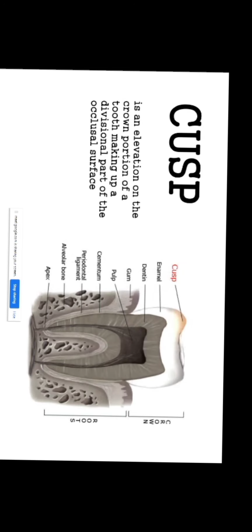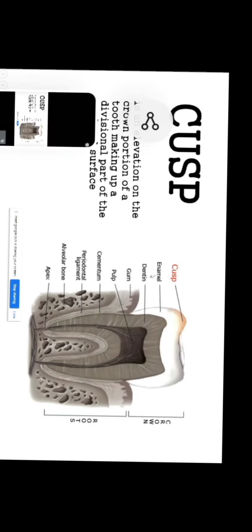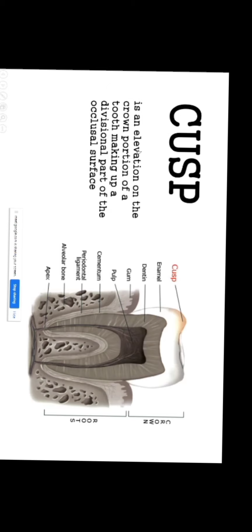First, you have the cusp. It's an elevation on the crown portion of a tooth making up a divisional part of the occlusal surface. Elevation means convexity. Don't get confused, okay? Elevation, that's convexity, convex. When we say depression, that's concave. Again, convexity, elevation. Depression, concavity. A cusp is an elevation, or convexity, on the crown portion of a tooth.